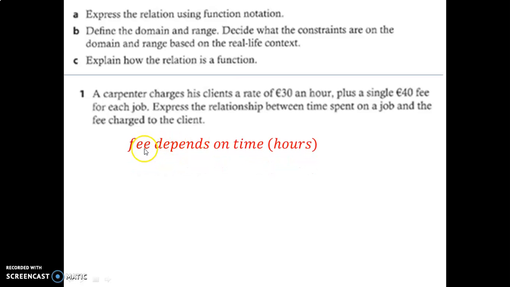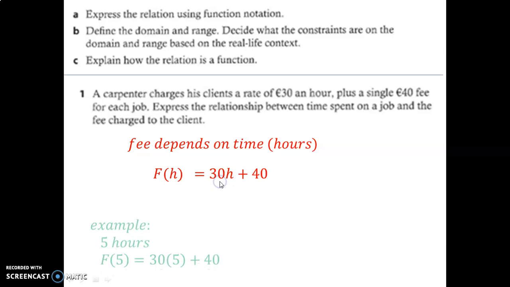We know that the fee that the carpenter charges depends on time that the carpenter works. So therefore, we can have a fee based on hours, which is the input. So this is how we write the function, f of h, fee based on hours of work. And we know that he charges 40 just for doing a job, and then 30 for every hour worked. So this is a simple linear rule for this situation: €40 plus €30 for every hour worked.